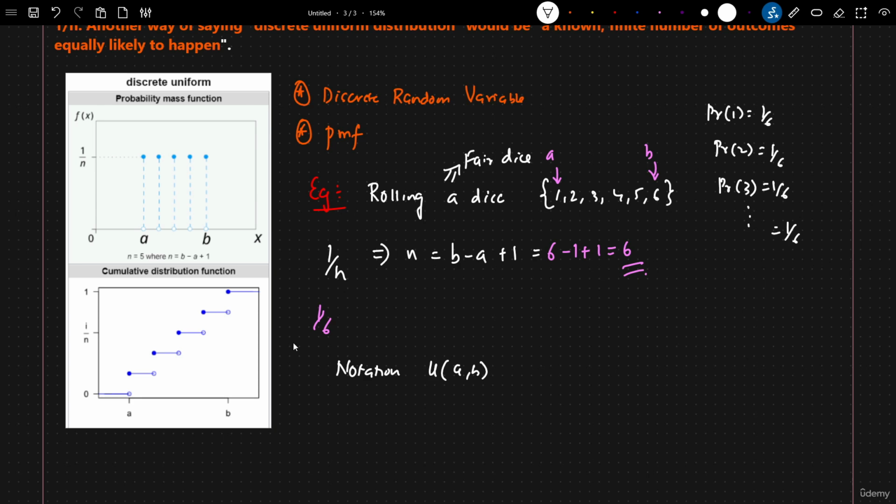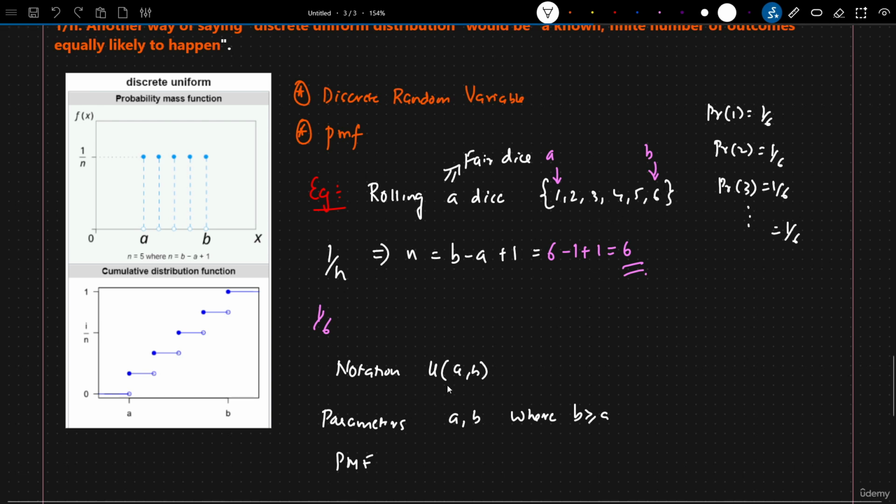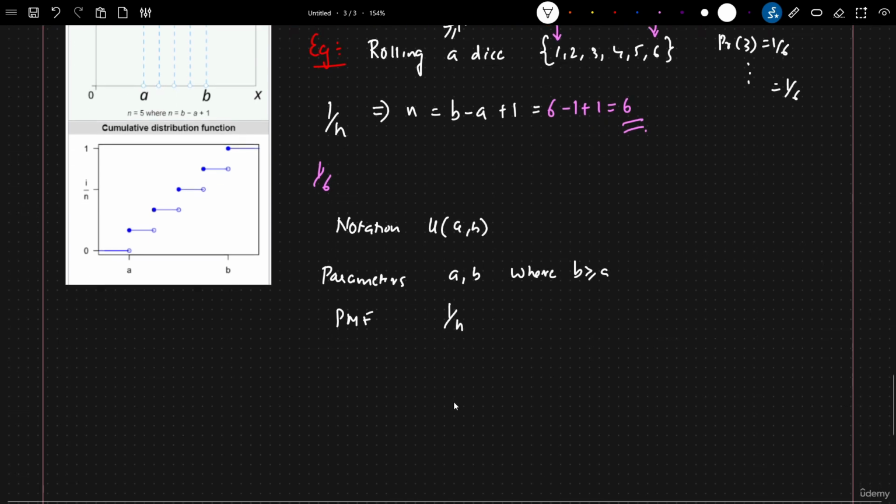In this, you will have the parameters. So the parameters will be nothing but a comma b. Here, your b will be greater than or equal to a. Okay, that needs to be there. Because obviously the maximum outcome is with respect to this, b is always greater than or equal to a. Okay, PMF is basically calculated by 1 by n. Okay, you really need to remember this.